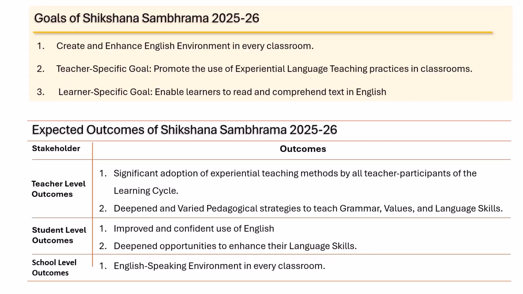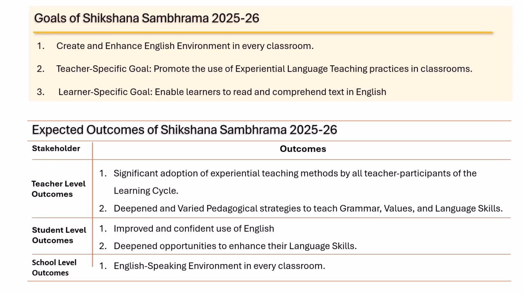Now, let's try and understand the goals of Shikshana Sambrama for this year. As always, our ambition and effort is to create and enhance the English environment in each of our classrooms. How do we intend to do this? Is by having certain teacher-specific goals and outcomes and learner-specific goals and outcomes planned through our modules. Thus, our school-level outcomes are eventually achieved.